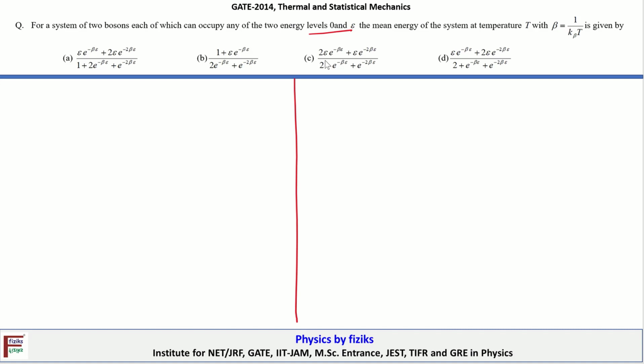So we can obtain the mean energy by making use of the partition function approach. But before writing a partition function, we must have an idea about the different microstates that a system can have. So we have 2 bosons, N is equal to 2 bosons, and we have a 2 energy level system. So let me first draw the microstates that this system can possess.